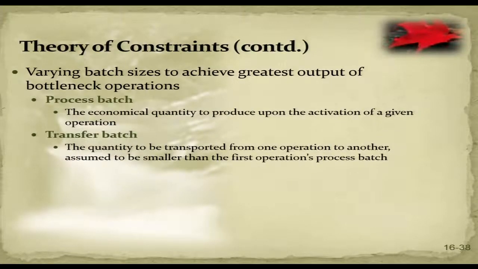If the batch size is different, we can achieve greater output at the bottleneck. We know the economic production quantity, the EPQ model, that's what we have discussed. We can also use a transfer batch, which is the quantity transported from one operation to another.